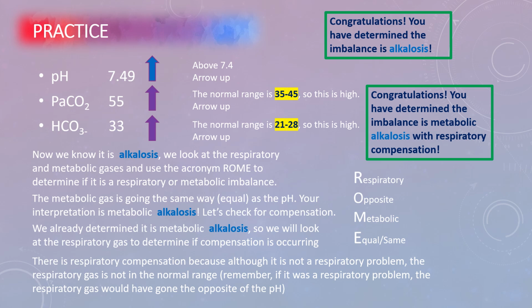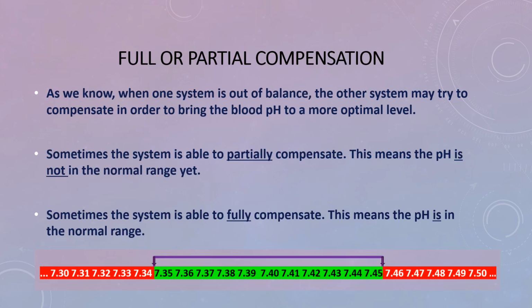Congratulations, we've determined that the imbalance is metabolic alkalosis with respiratory compensation. Let's consider full or partial compensation. As we know, when one system is out of balance, the other system may try to compensate in order to bring the blood pH to a more optimal level.